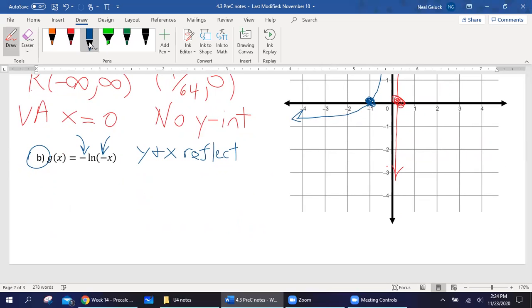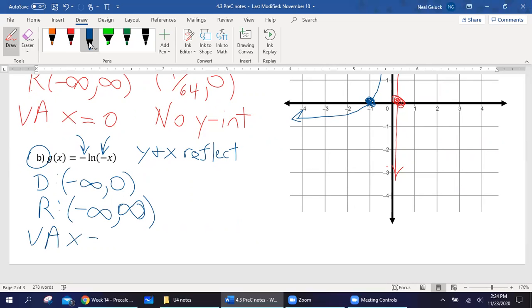For my domain, I'm going from negative infinity to 0. My range, negative infinity to infinity. That's not changed at all yet. And it won't for us, at least. My vertical asymptote did not change. I flipped over it, but it didn't move it. Again, I can see that there's an x-intercept of negative 1, 0. And again, I'll calculate that in a second. There is no y-intercept.